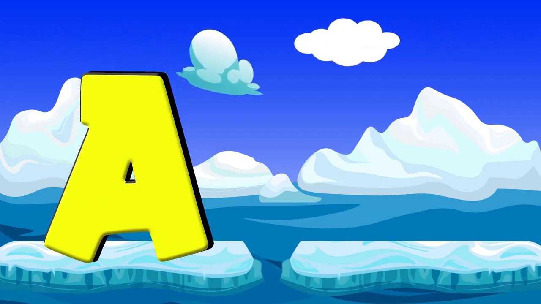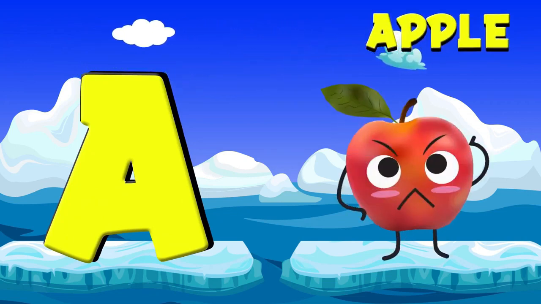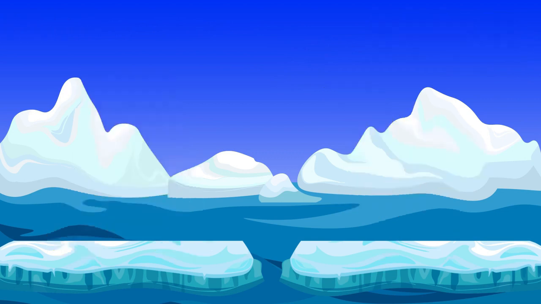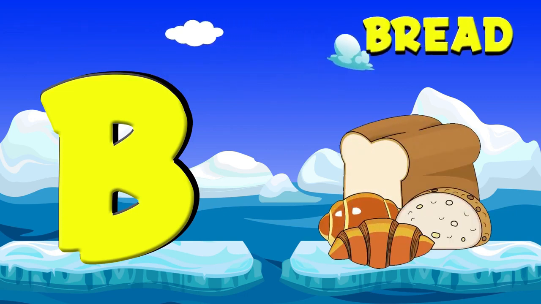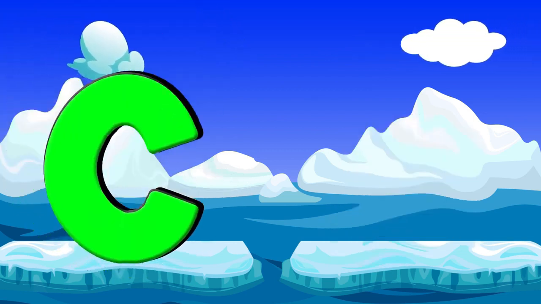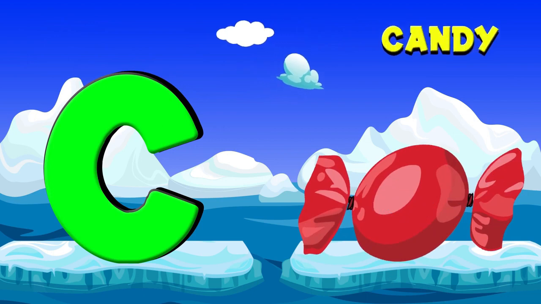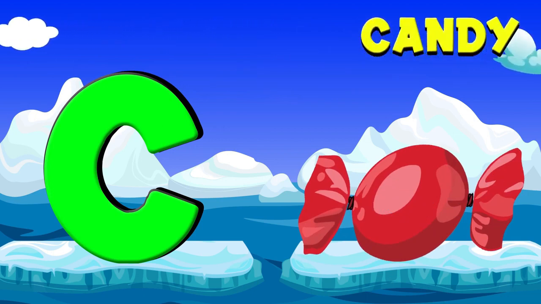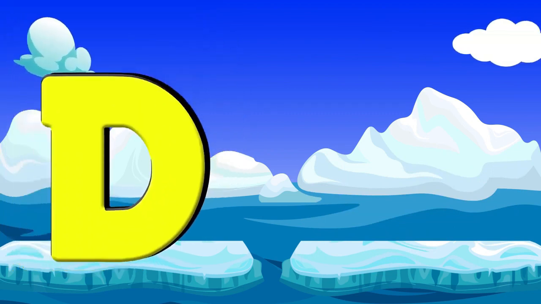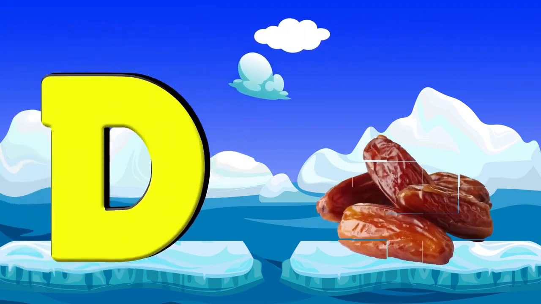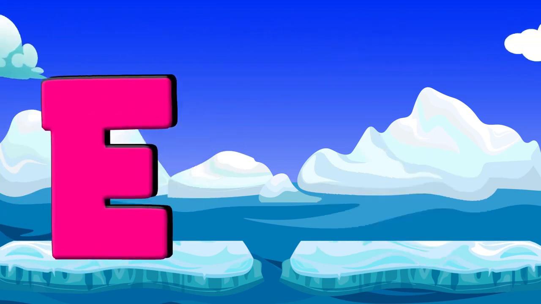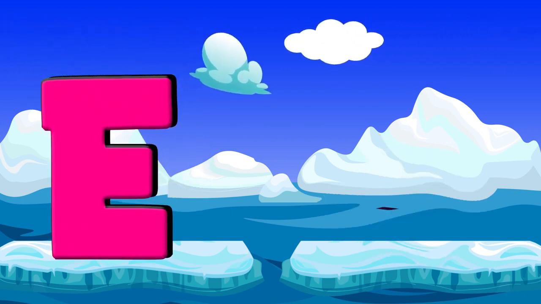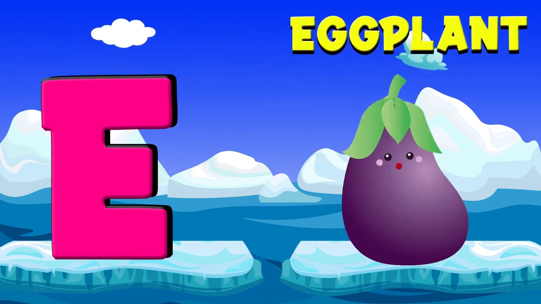A is for apple. B is for bread. C is for candy. D is for dates. E is for eggplant.